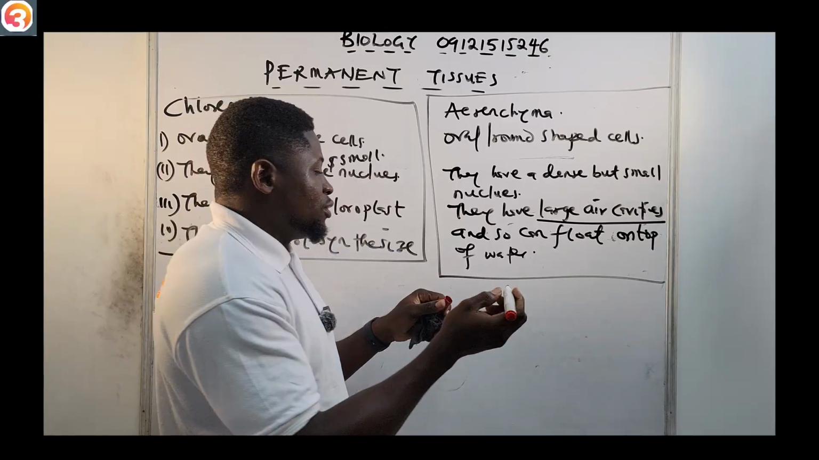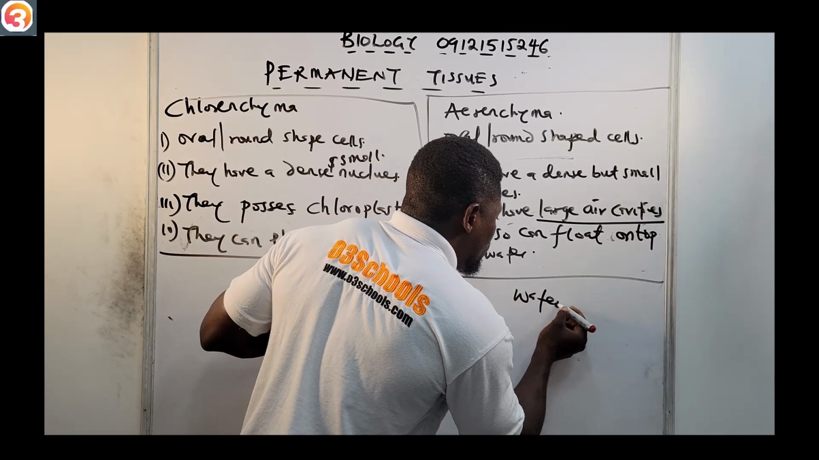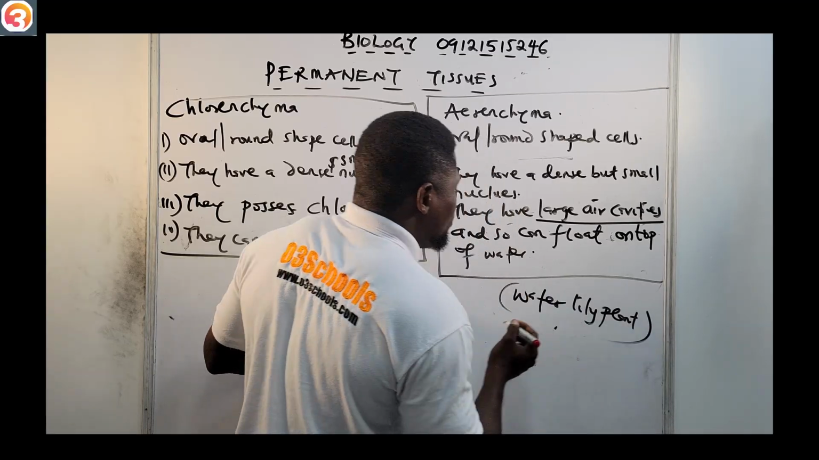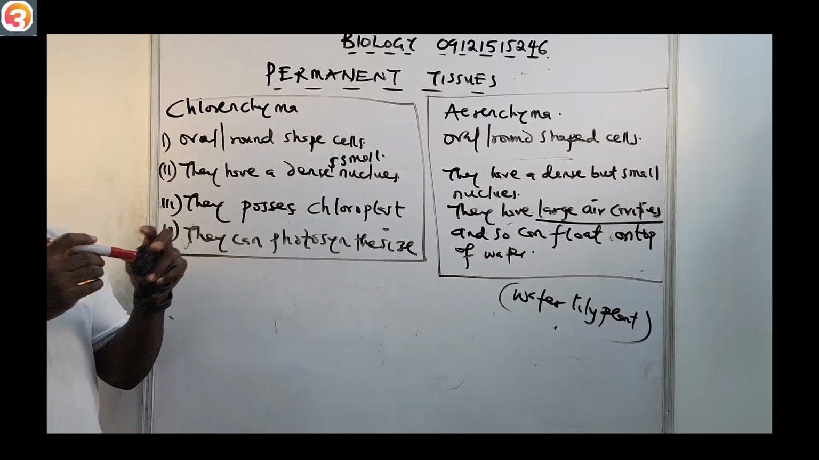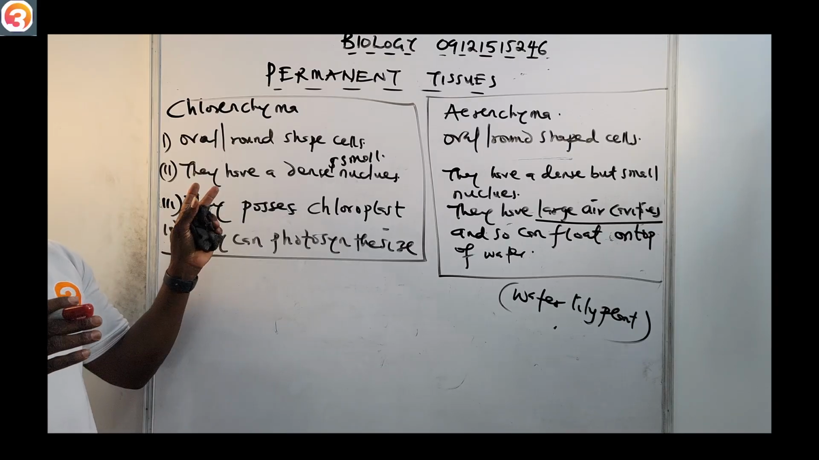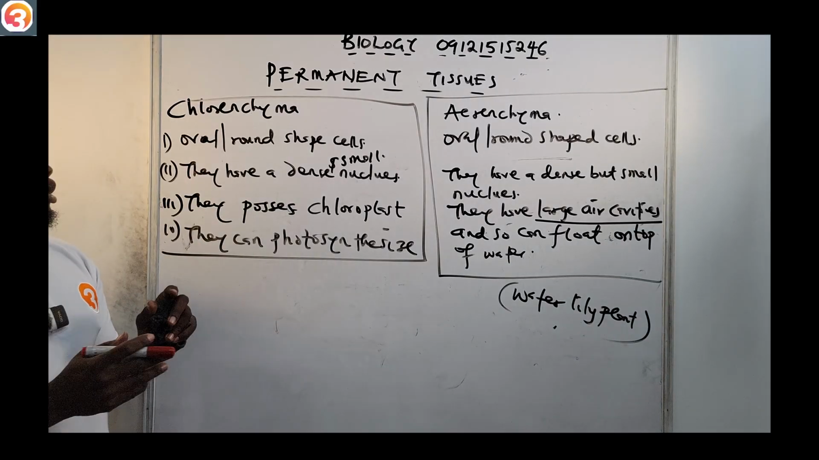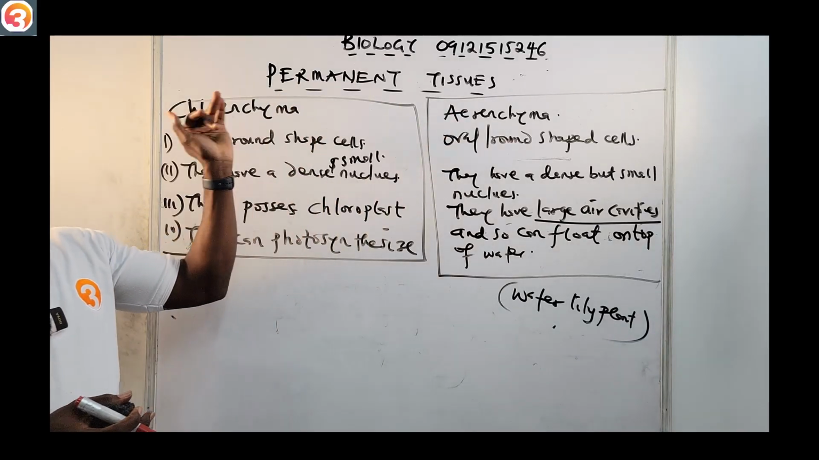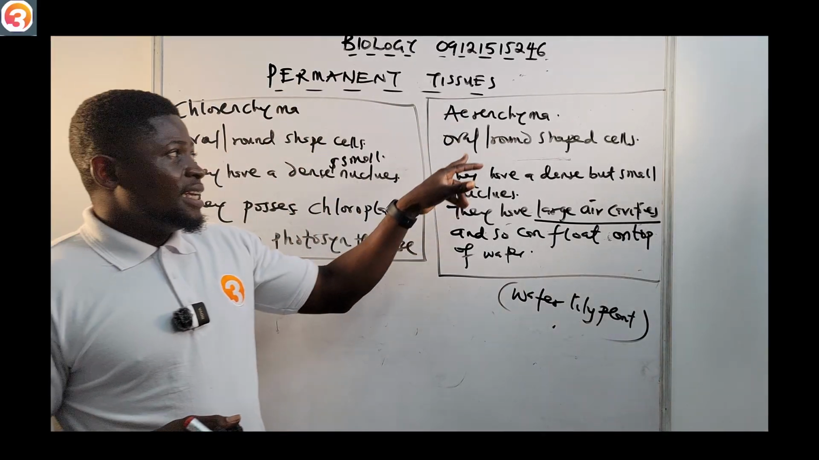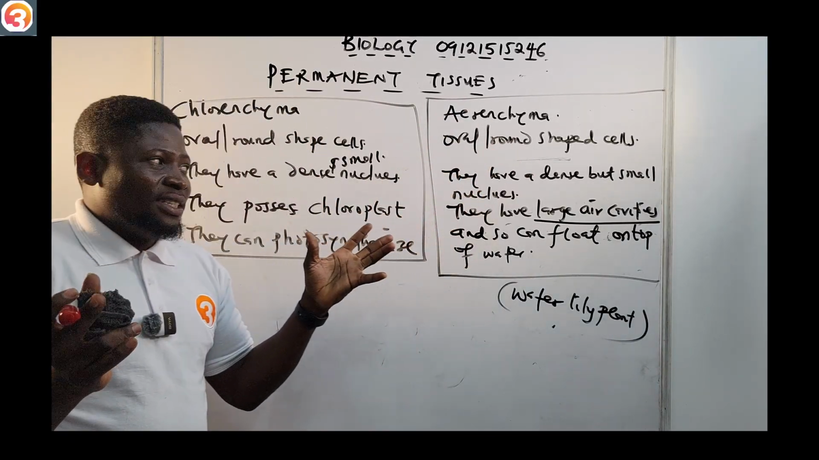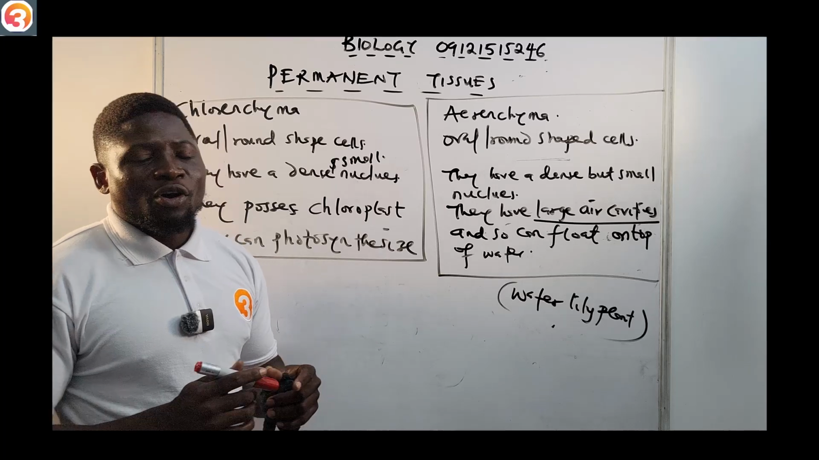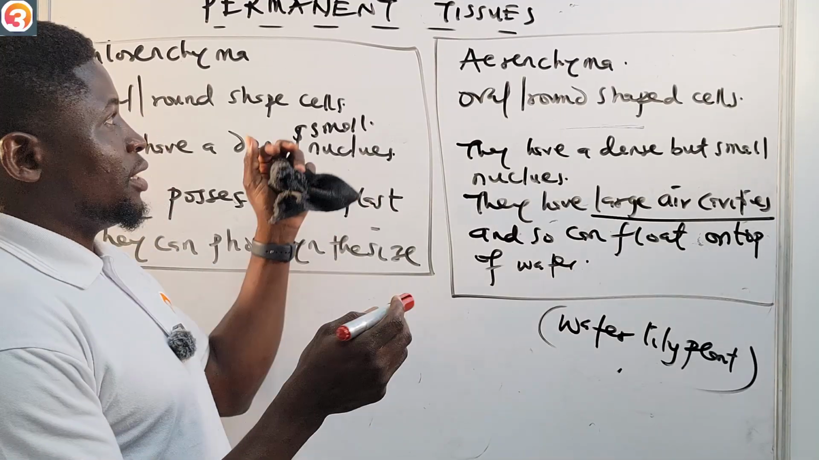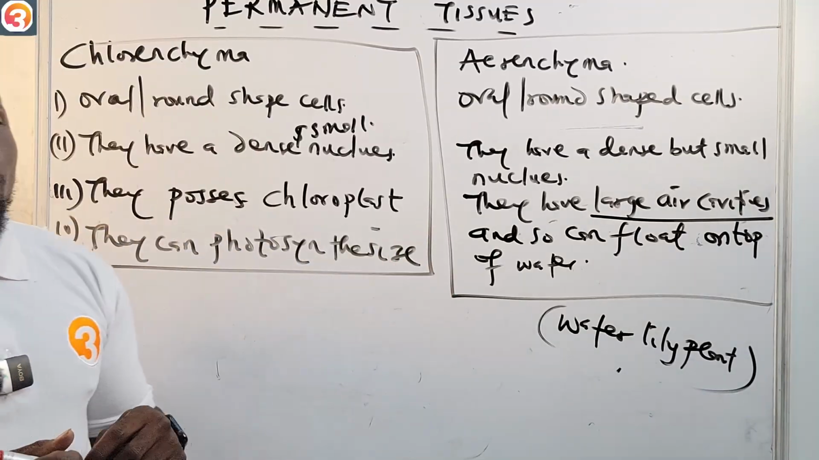All right. Example is what? The water lily plant. So it's an example of Parenchyma. So take note of the differences between the categories of the tissues. Sclerenchyma have chloroplasts, they can photosynthesize. Parenchyma, they have large air cavities, so they can float on top of water. I hope that is very, very clear. All right, so let's now move to the second type of simple permanent tissues, which is the Collenchyma.